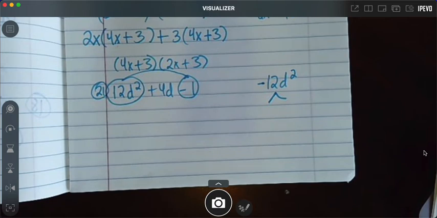2 and 6. I'm not ready. It's hard. Okay, I'm ready.